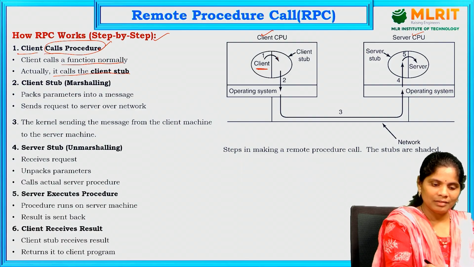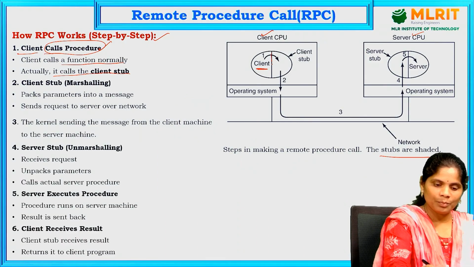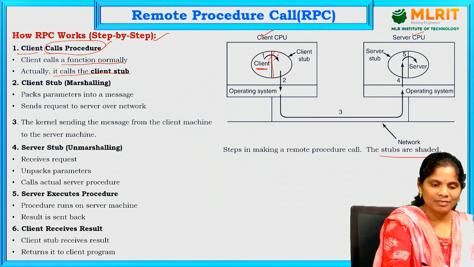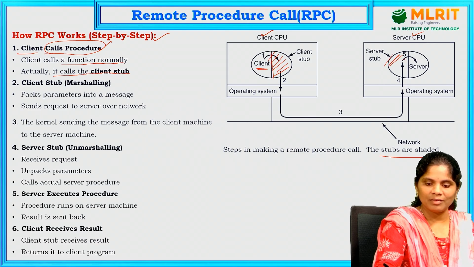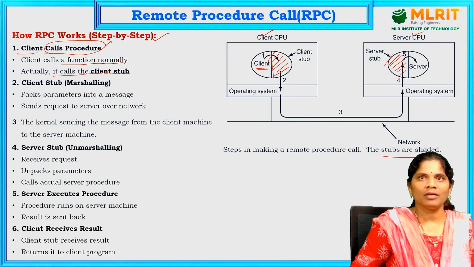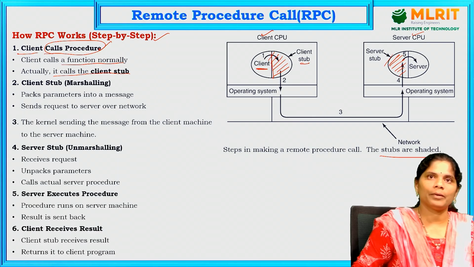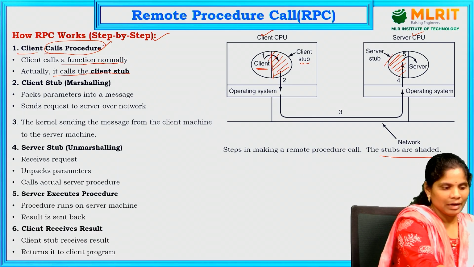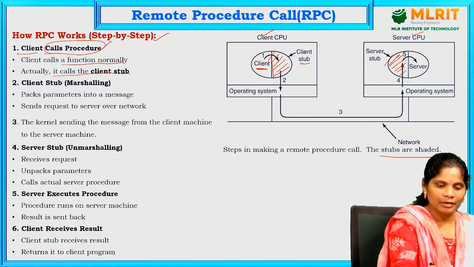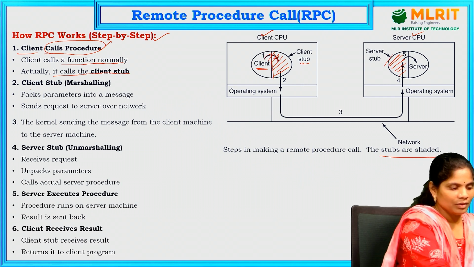The shaded part here is the client stub, and on the server side the shaded part is the server stub. So here the client is calling the client stub. The work of the client calling the procedure is just calling the procedure using the client stub. That is okay. And the next one is the client stub.